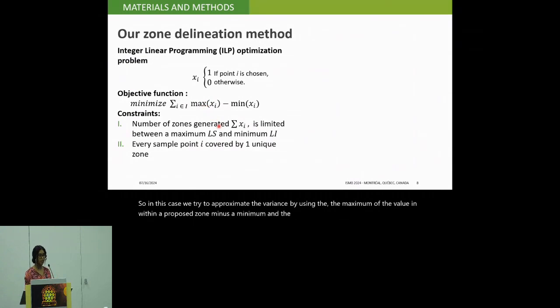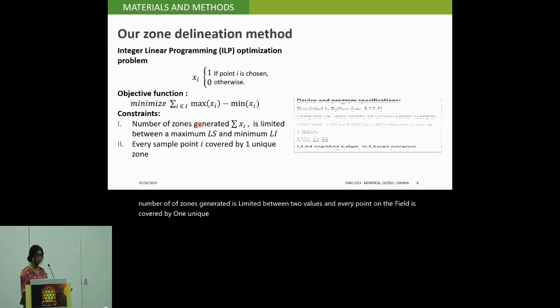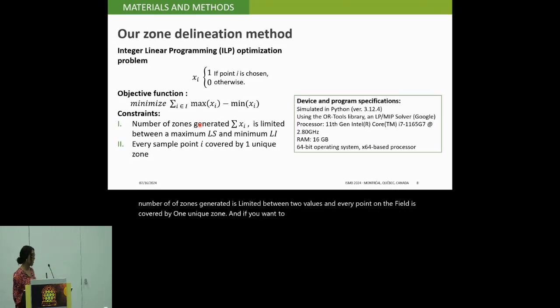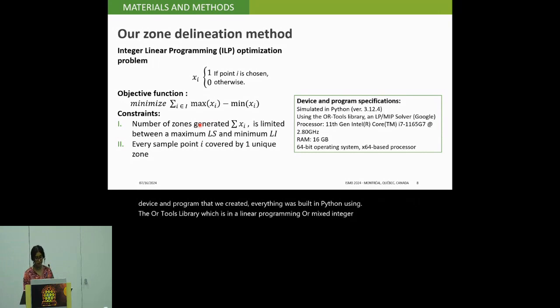So the number of zones generated is limited between two values, and every point on the field is covered by one unique zone. And if you want more specifics about the program that we created, everything was built in Python using the OR-Tools library, which is a linear programming or mixed integer programming solver, with an i7 core processor and 16 gigabytes of RAM.